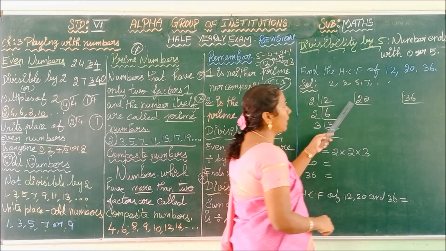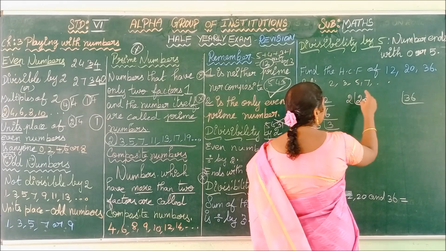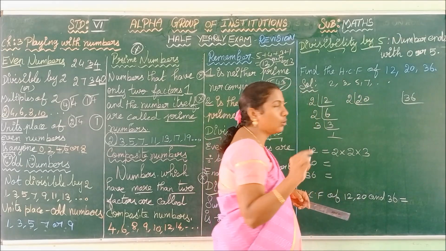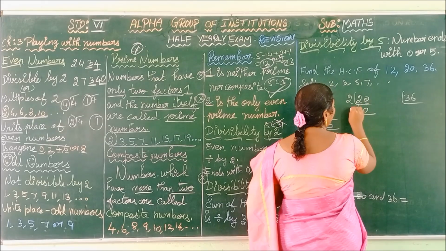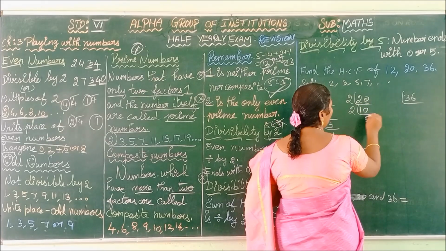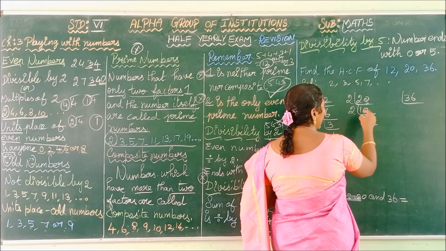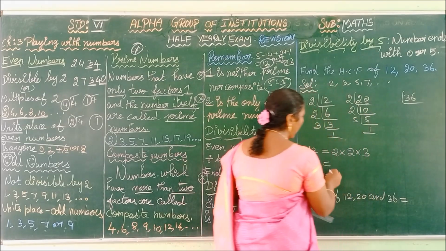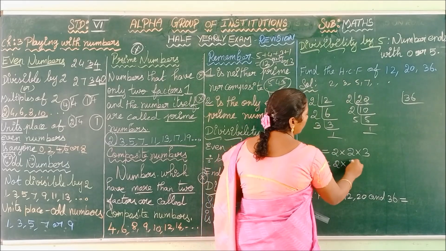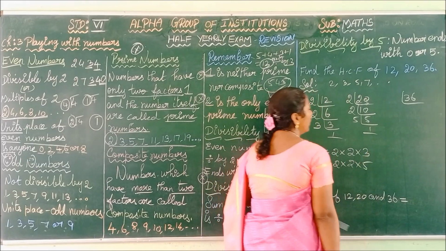Next we are going to factorize the number 20. Since it is an even number, it is divisible by 2. So 1, 2 is 2, bring down that 0. 10 is also an even number, so it can be divided by 2. So 5 twos are 10. 5 is a prime number, so divide by 5. Thus we have factorized 20: 2 into 2 into 5.